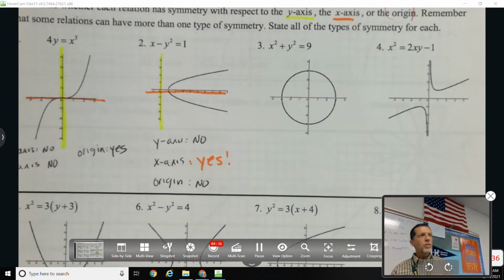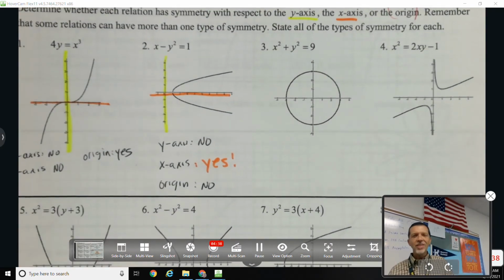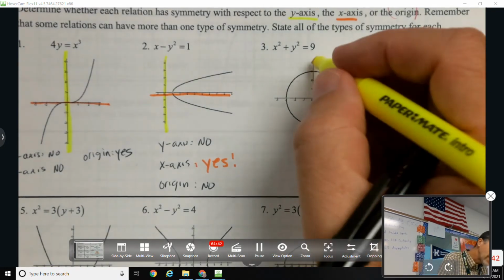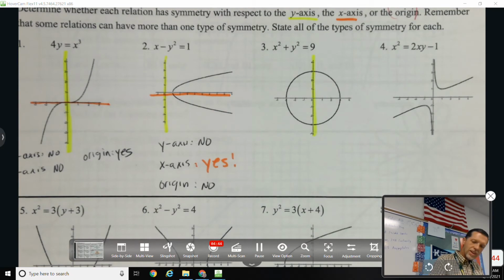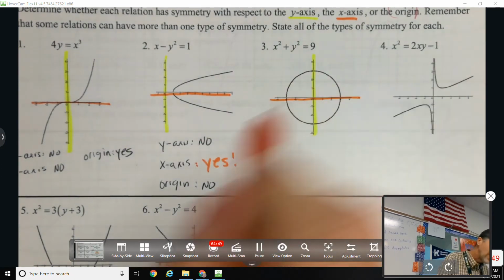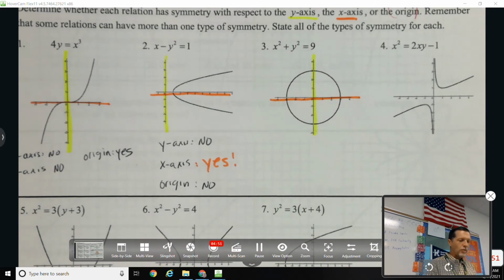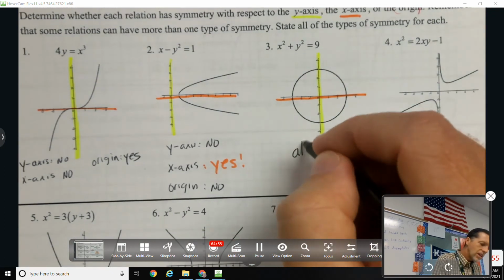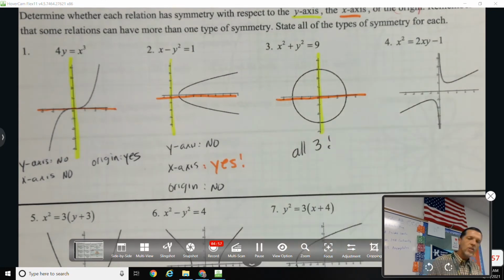Now number 3, you're already answering it. Nice symmetric circle. I can mirror it across the y-axis. Yep. I can mirror it across the x-axis. Yes. And if I rotate it 180 degrees, it'll look the same. So all 3.